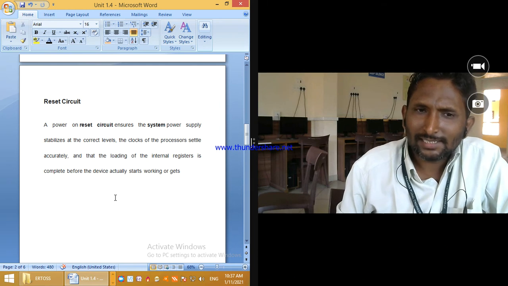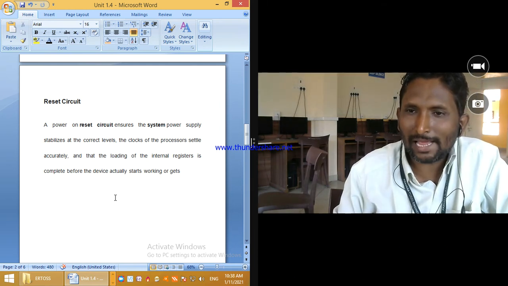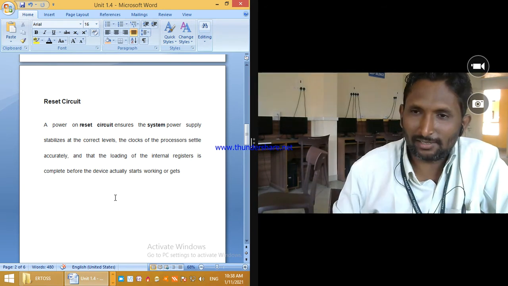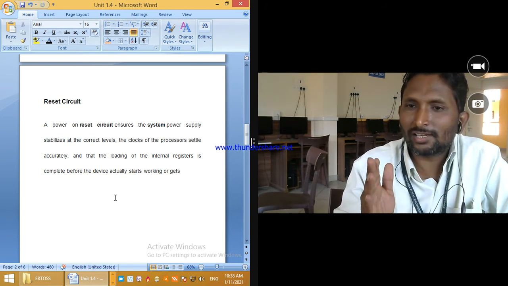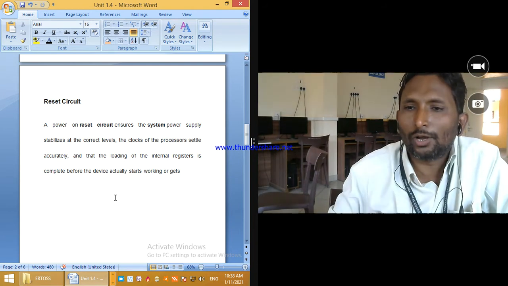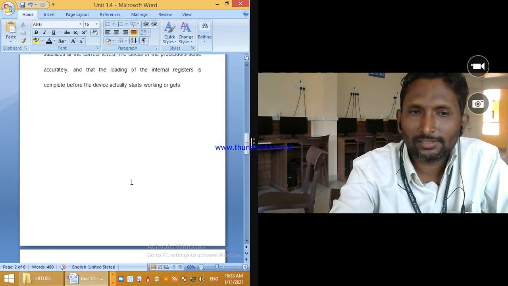Have you understood? Two things. It checks the power supply and settles the power supply from its initial state. And second, it checks the clock signals and settles the clock signals in an accurate manner. This is the use of a reset circuit.